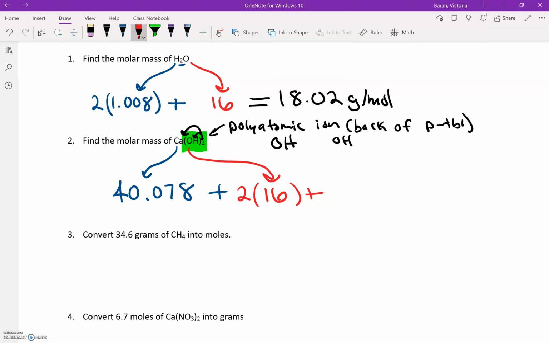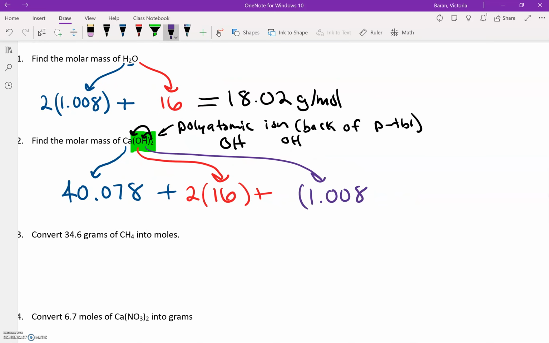Plus, then we have our other element in there, which is the hydrogen. Remember, we found hydrogen earlier on our periodic table, which was 1.008. And that 2 is also being applied to the hydrogen as well. So I have to multiply this by 2.